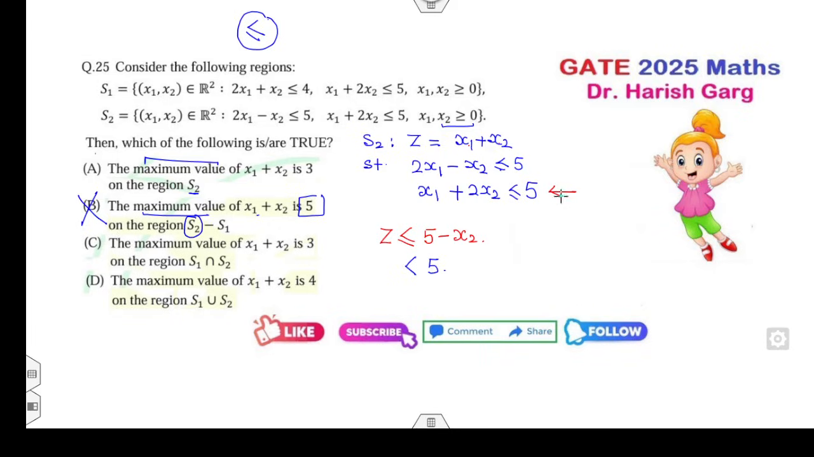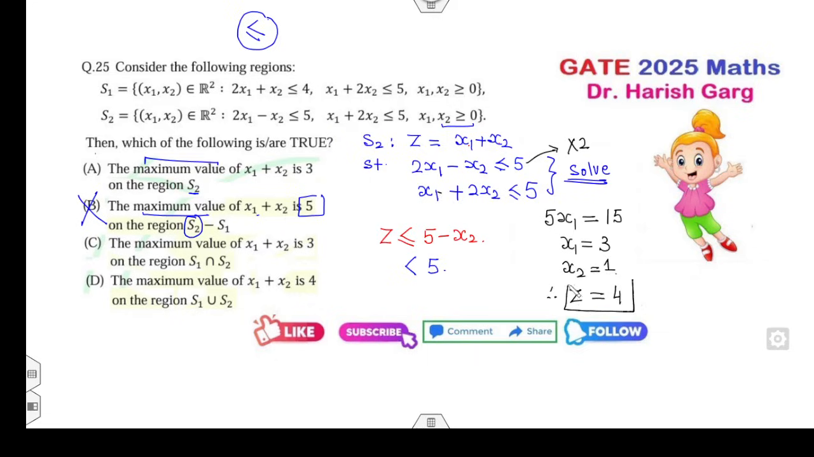Clear? Now how much less than 5 will it be? 3, 4, 4.5? You can solve them. How can you solve them? I can multiply the first equation by 2 and add them. That will give 5x1 equal to 15. x1 will be 3. If x1 is 3, x2 will be 1. So the value of z is 4. So the first option that says 3, that option is also cancelled.